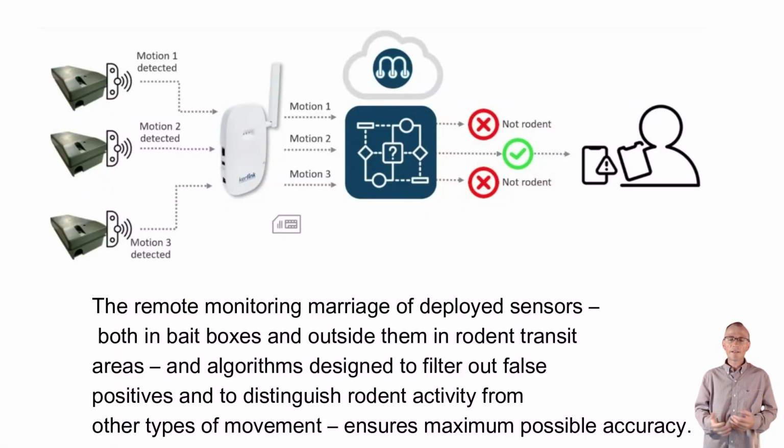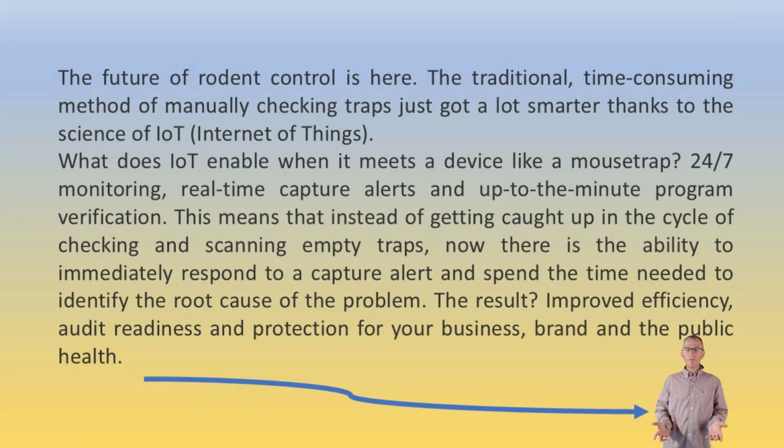The remote monitoring marriage of deployed sensors, both in bait boxes and outside them in rodent transit areas, and algorithms designed to filter out false positives and to distinguish rodent activity from other types of movement, ensures maximum possible accuracy. If we think about it, the future of rodent control is here.